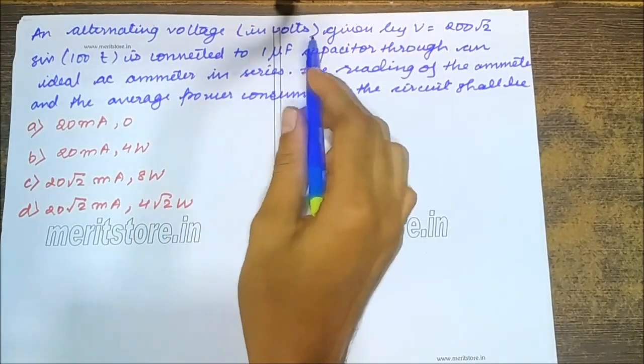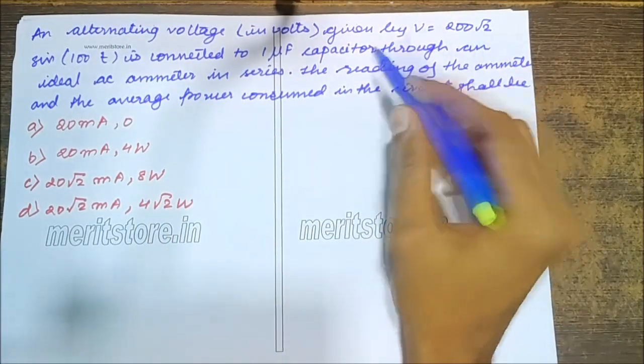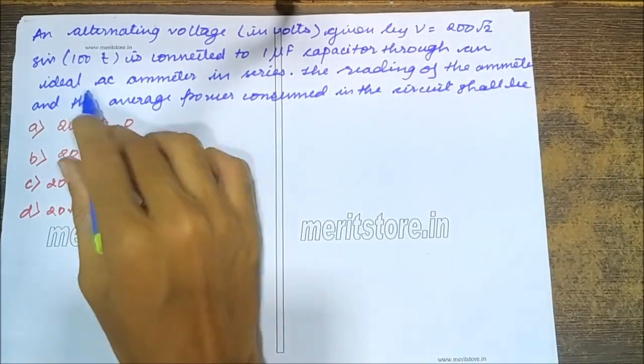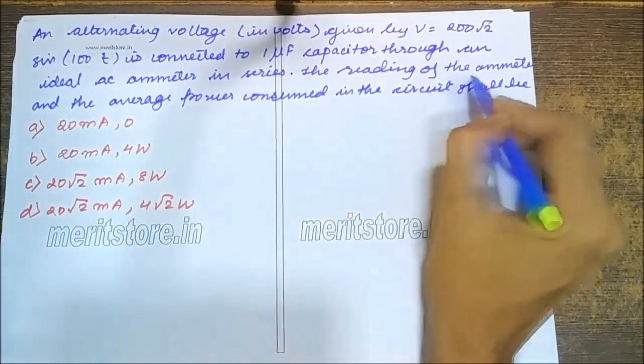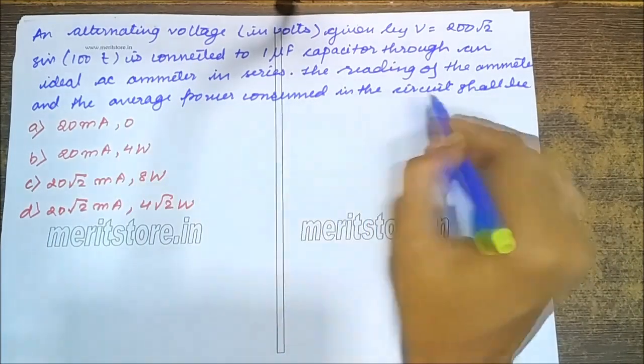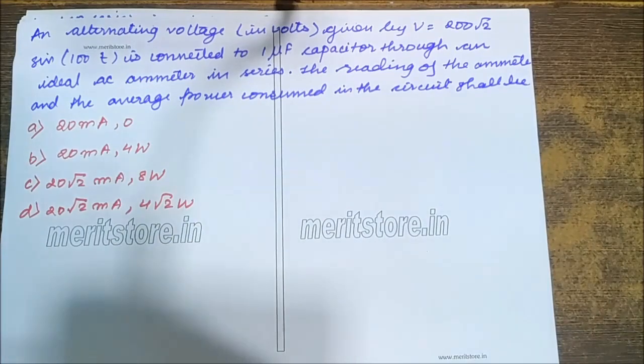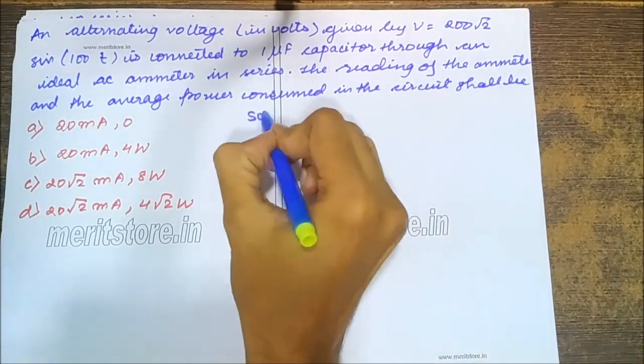An alternating voltage in volts given by V equals 200 root 2 sine 100t is connected to 1 microfarad capacitance through an ideal AC ammeter in series. The reading of the ammeter and the average power consumed in the circuit shall be. The options are 20 milliamps 0, 20 milliamps 4 watts, 20 root 2 milliamps 8 watts, or 20 root 2 milliamps 4 root 2 watts.